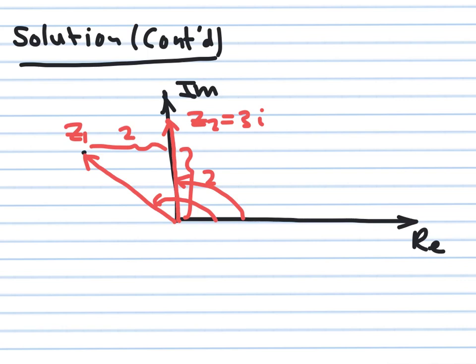And here I plotted these two complex numbers. This is Z1, it has a negative real part, has a positive imaginary part. This is Z2, it has only imaginary part 3. You can see the real part here is 0. Its projection on the real axis is 0.